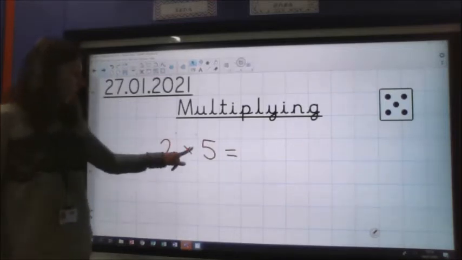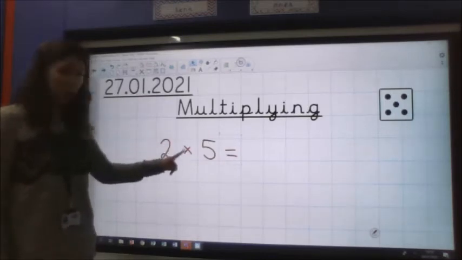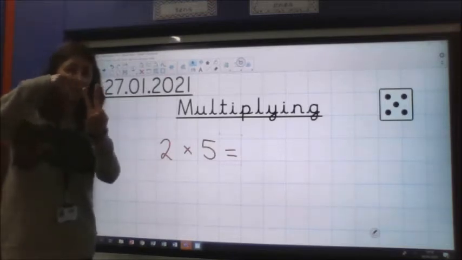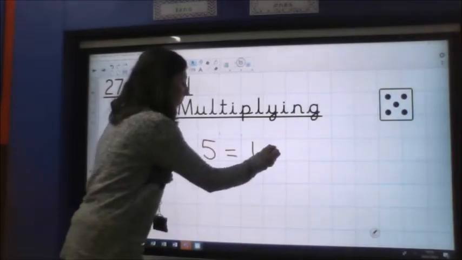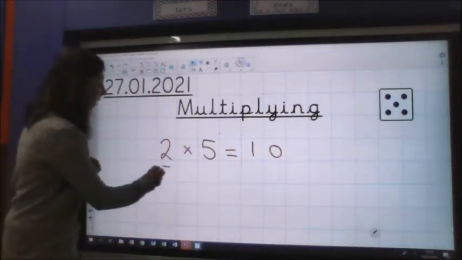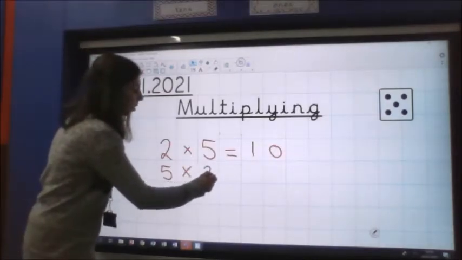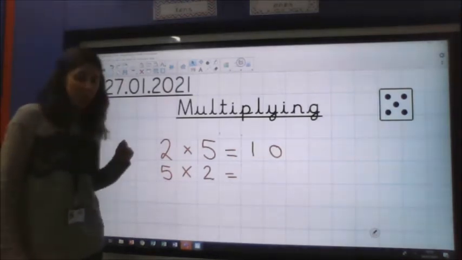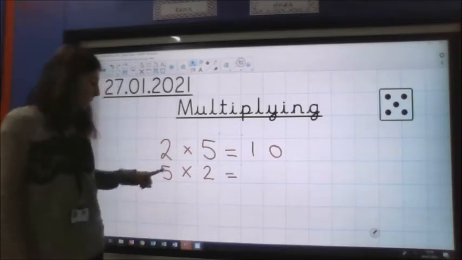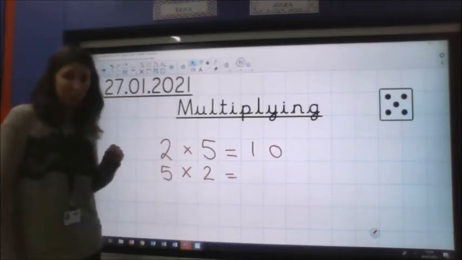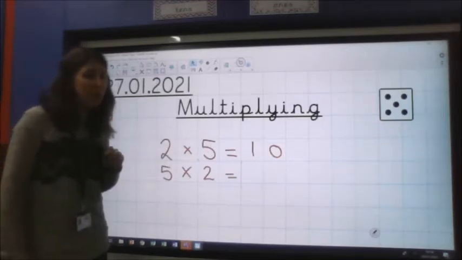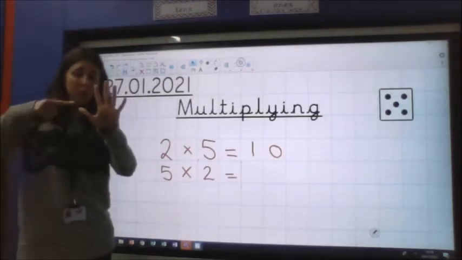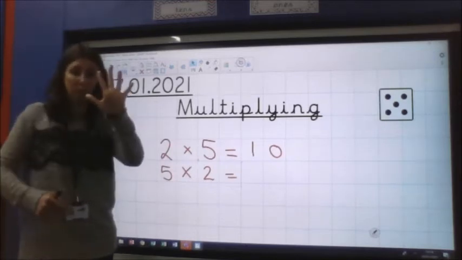Because we've got 2 times 5, we've got 2 lots of 5. So let's count in fives 2 times. 5, 10. Right? We could swap it over though so that it would read 5 times 2 equals, or 5 lots of 2, or 5 multiplied by 2. So this time we're going to check that we still get the same answer by counting in twos 5 times. So we've done 2 lots of 5. Now let's check that it's the same by doing 5 lots of 2. So 5 lots of 2s, counting in twos. 2, 4, 6, 8, 10. Okay.